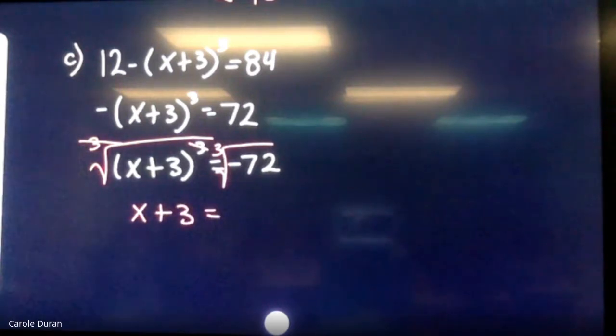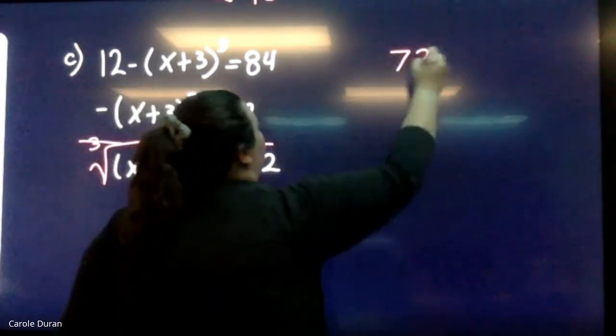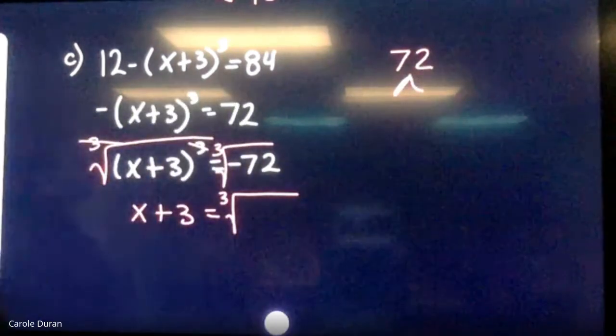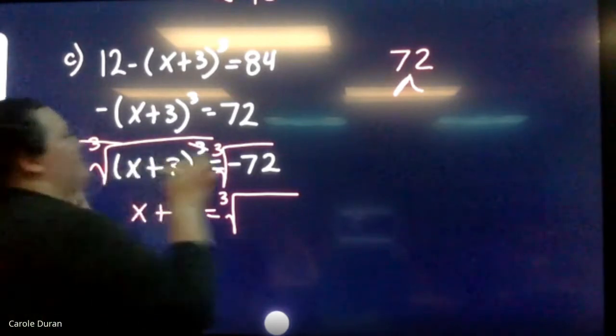On the right, I have the cube root of negative 72. Is that possible? Yes, because it's an odd exponent. Negatives are 100% possible. From here, I'm just going to simplify it the same way. I'm going to have to factor tree 72. It's the only way I can do this. So I'm going to take 72 and I'm going to break it down. What multiplies together to get 72? I heard 9 and 8. That's what I'm going with.